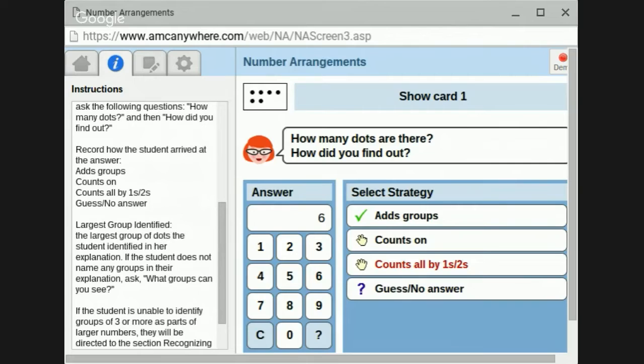This next strategy is counting all. That means they start at 1. So really, instead of seeing groups in this dot card, they just counted 1, 2, 3, 4, 5, 6. You would also click this if they counted by 2s, 2, 4, 6. If they said that they just guessed or they didn't give an answer, you would click the guess or no answer. We're going to say that the child added groups.